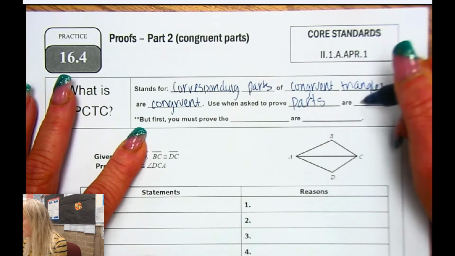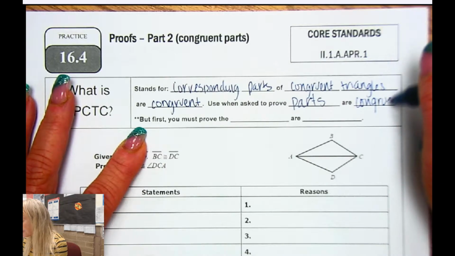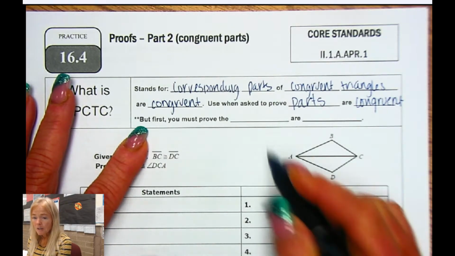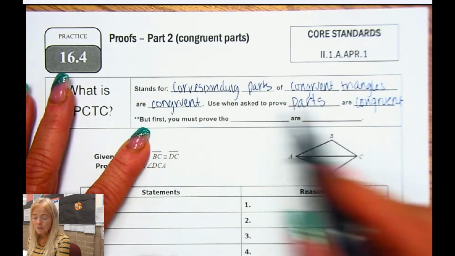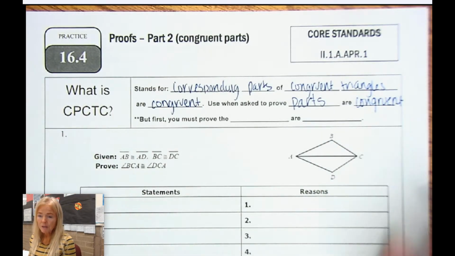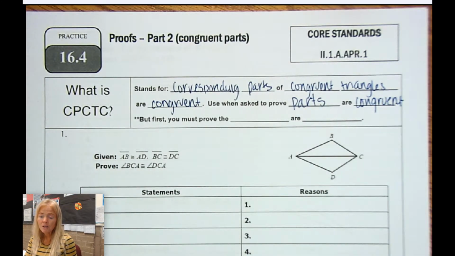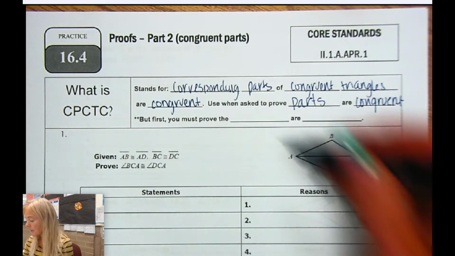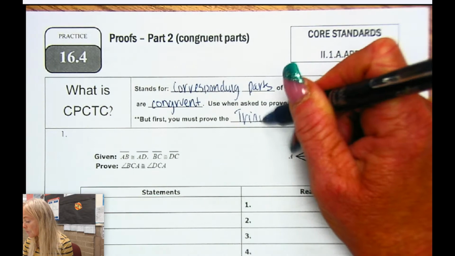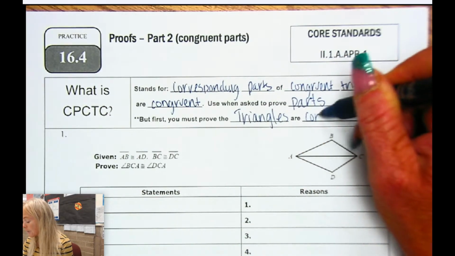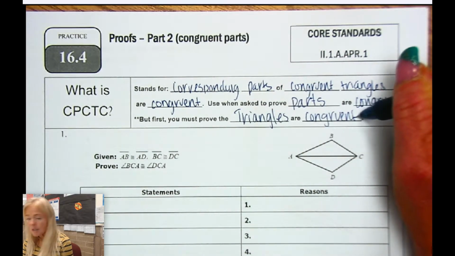Now we know we have 6 different sets of congruent parts. We have angles that are congruent, they're corresponding. We have sides, 3 angles that are congruent, and they're corresponding to each other. And that's what we know. But first, we have to prove that the triangles themselves are congruent, because we can't state any corresponding parts are congruent until we have said that the triangles are indeed congruent.